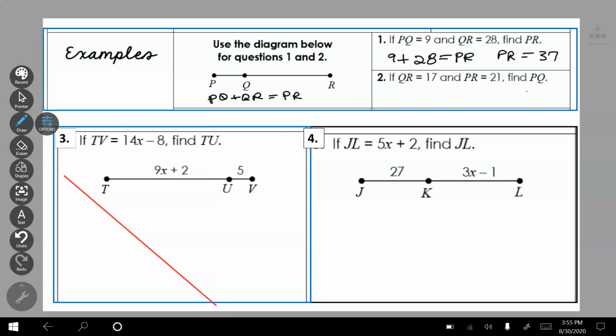As opposed to, well, let's see, I don't know what PQ is, so PQ plus QR, which is 17, is equal to PR, which is 21, and by simple algebra, PQ is equal to 4. I think you could do those pretty simply. Okay, let's see if you get these two by yourself. Well, let me set it up for you, first of all.